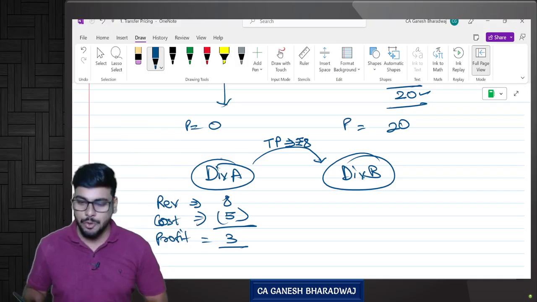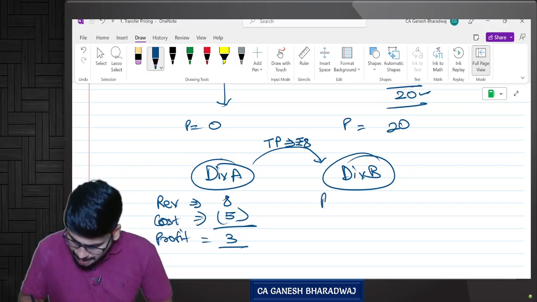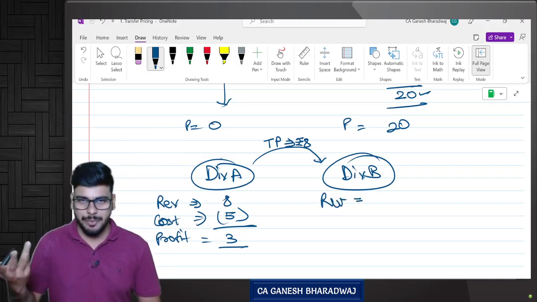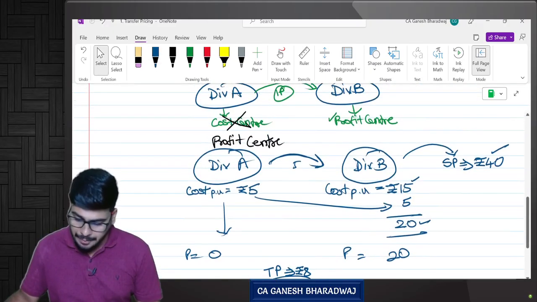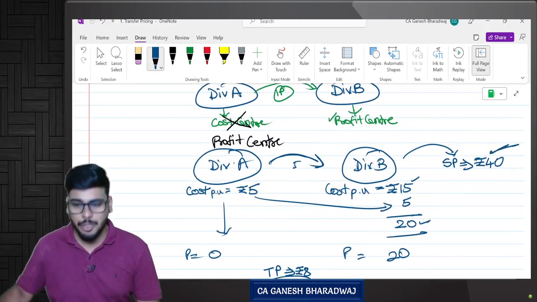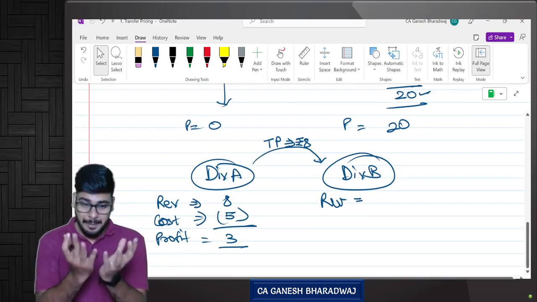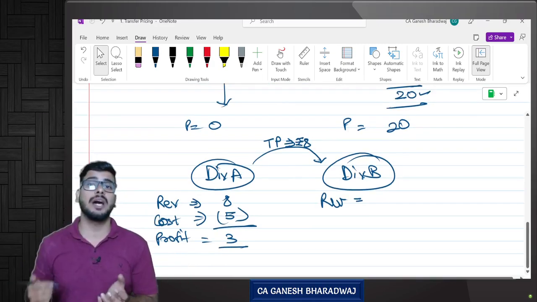Now look at this from the viewpoint of division B. What will be the revenue for division B? Revenue means sales. The selling price, 40 rupees. Because now division B makes the final product and sells it to the market.